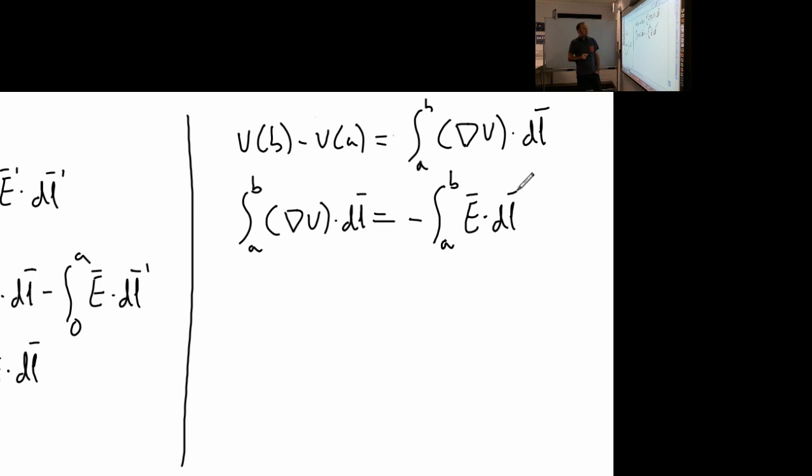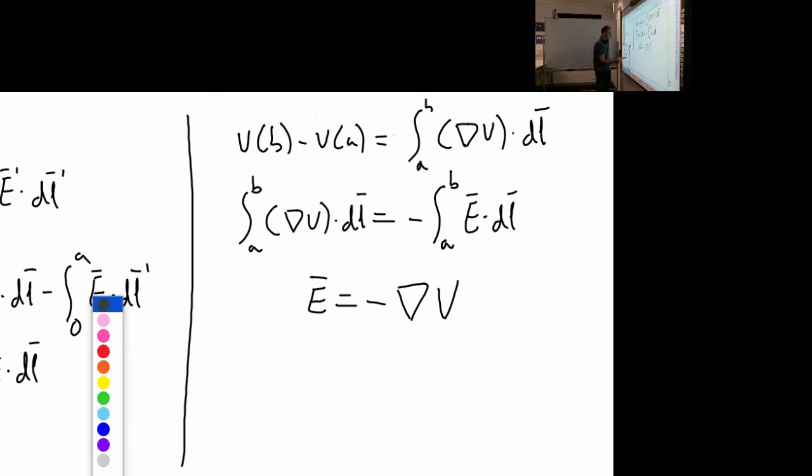Okay, now since this is going to be true for any points A and B, what it means is that the integrands must be equal. Now, since the integrands are equal, we can write our electric field E in terms of the gradient of some scalar potential V. Okay, so this is a key result.